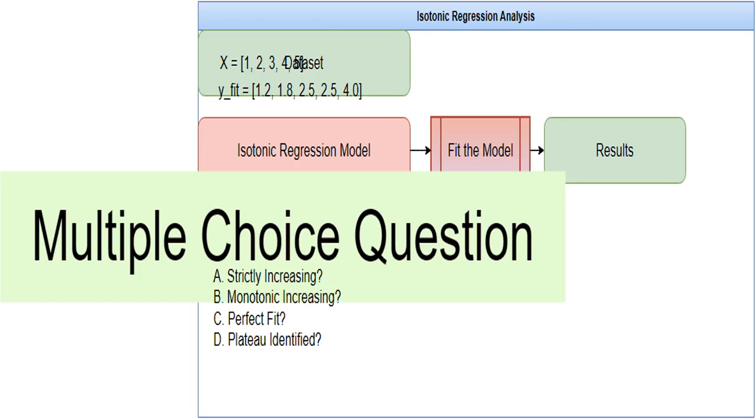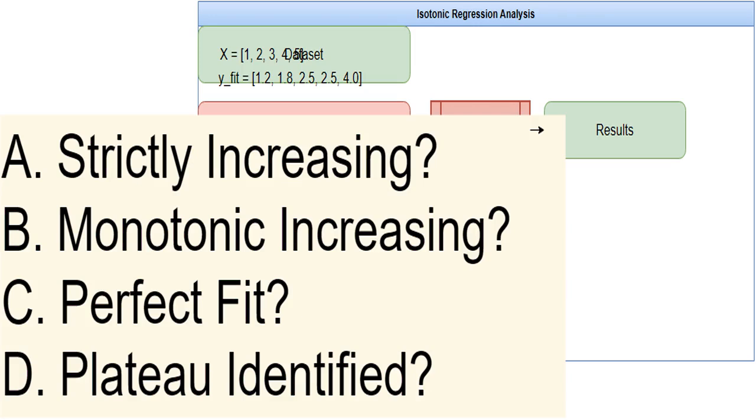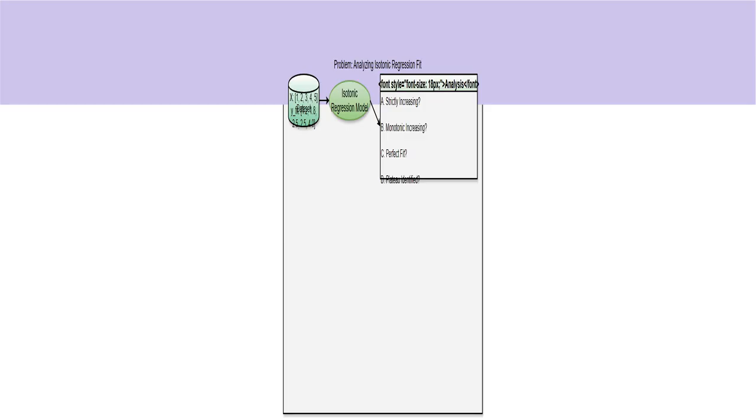I'm answering a multiple choice question based on the model's results. The question assesses my understanding of isotonic regression and its properties. These are the options in a multiple choice question testing my understanding of the model's properties. I'm choosing the correct options. We're investigating a specific isotonic regression analysis. We'll examine the results to determine if certain properties hold true.